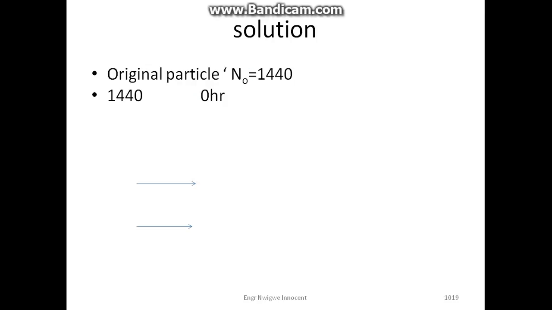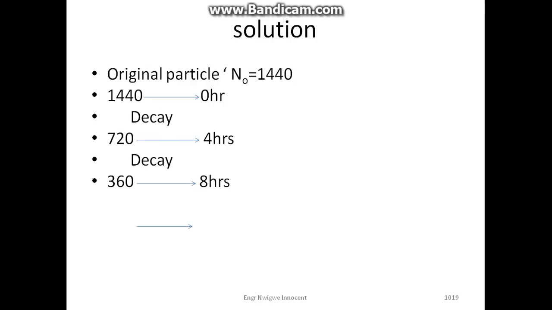At 0 hours, nothing has decayed yet. Half of 1,440 will decay in 4 hours, and half of 1,440 is 720. Then 720 will decay in 8 hours, and half of 720 is 360. Half of 360 will decay in 16 hours, and the fraction remaining is 1/8. The time elapsed when 180 counts per minute is recorded is equal to 16 hours.